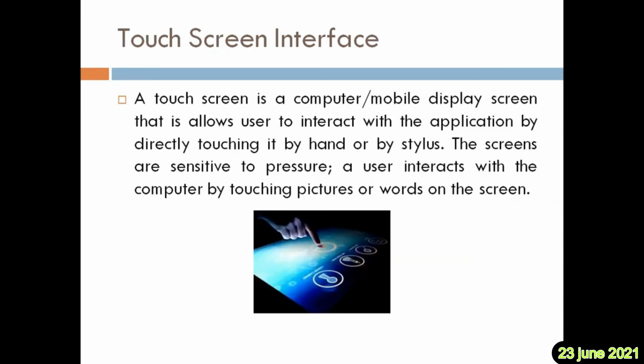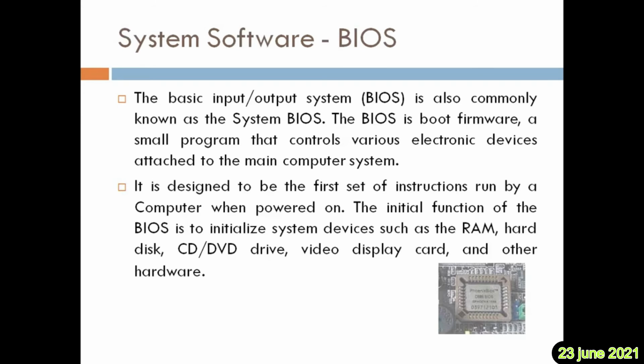Now sometimes there is the touch sensitive screen interface, which you are already using while operating a mobile system, or in an ATM. A touch screen is a computer or mobile display screen that allows the user to interact with the applications by directly touching it by hand or by stylus. Stylus means it is like a pen, okay, pen tablet it is called. The screens are sensitive to pressure. A user interacts with the computer by touching pictures or words on the screen.